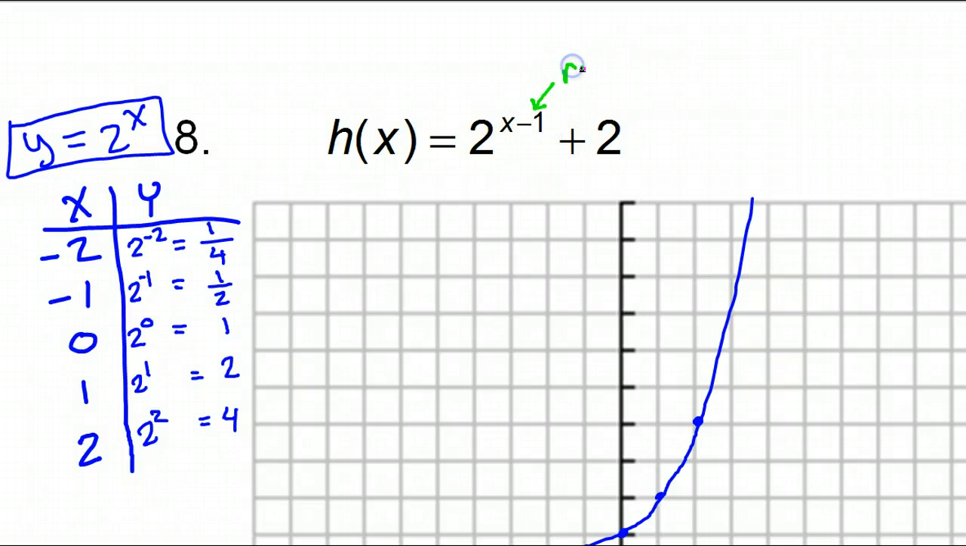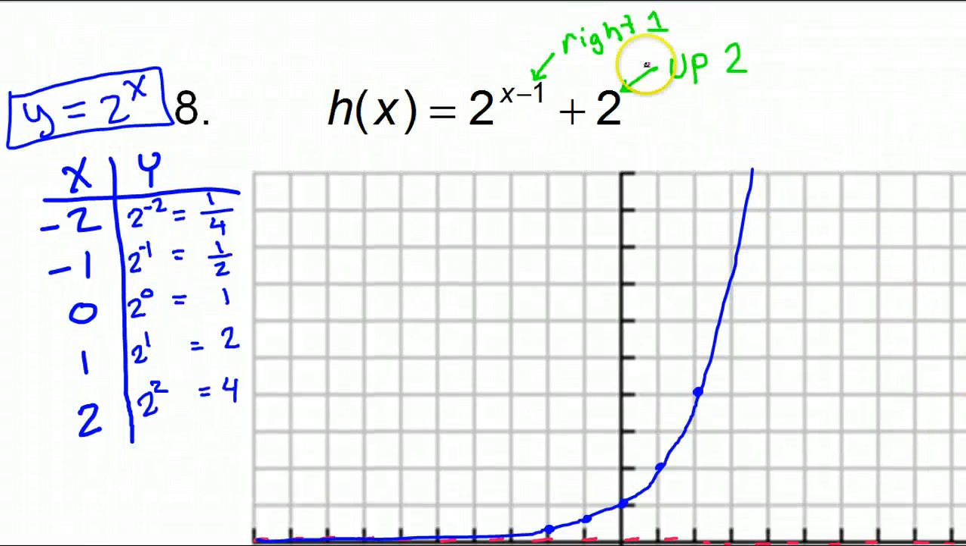This is going to move you to the right by 1 unit. Adding or subtracting in the exponent moves you to the left or right, but it's the opposite of what you would normally think. So negative 1 is right 1. What is this plus 2 going to do? That is going to move you up 2. Adding or subtracting at the end is going to move you up or down, and it works like you would normally think. Positive is up, negative would be down.